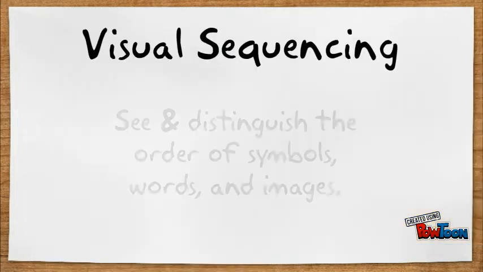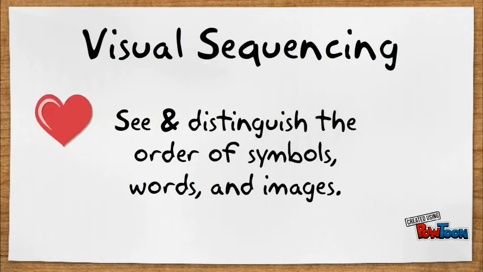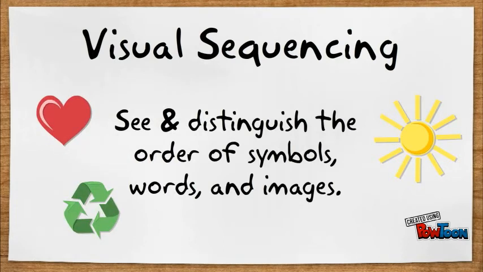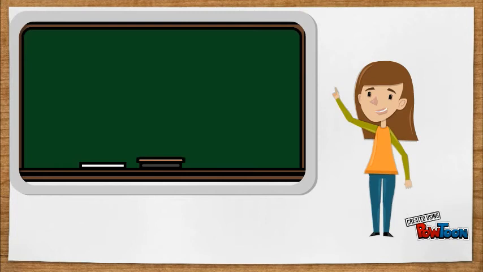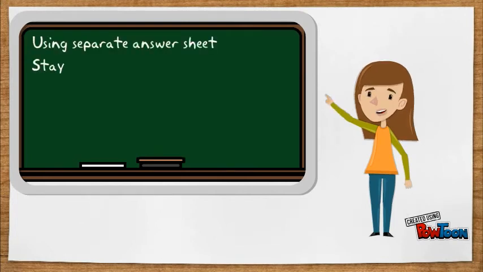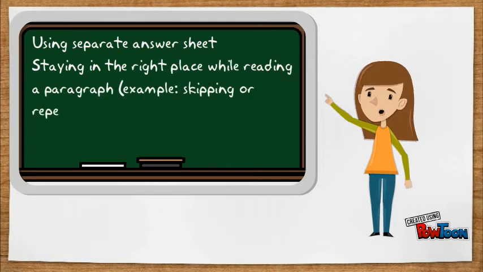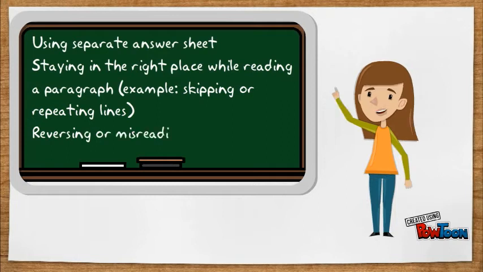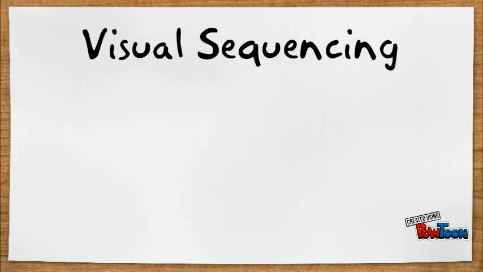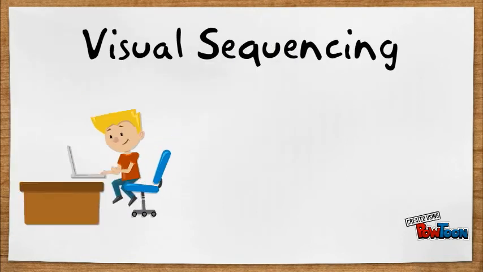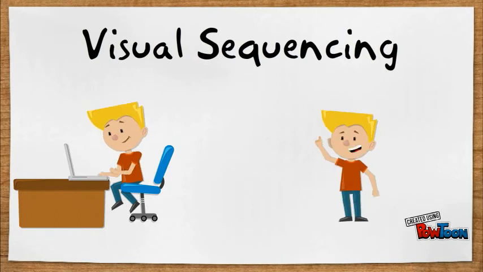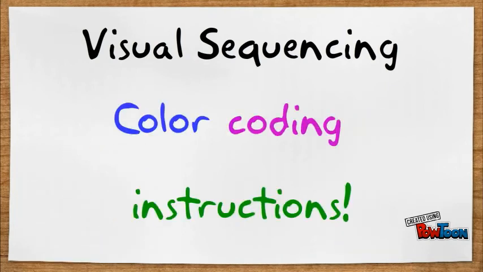Visual sequencing includes the ability to see and distinguish the order of symbols, words, and images. Difficulties in the classroom may include using a separate answer sheet, staying in the right place while reading a paragraph, for example, skipping or repeating lines, and reversing or misreading letters, numbers, and words. Some strategies here include combining reading with oral presentation, along with color-coding written instructions.